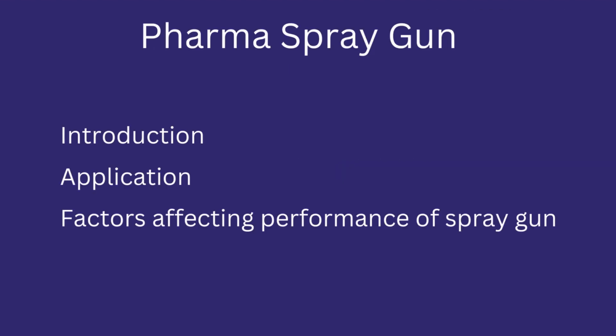In this video, we will discuss a common yet critical component of a pharmaceutical manufacturing process called a spray gun. We will start with its introduction. Then we will discuss its application in the pharma manufacturing process, that is, what equipment uses the spray gun. And in the last, we will discuss the factors that affect the performance of a spray gun. So let's start.